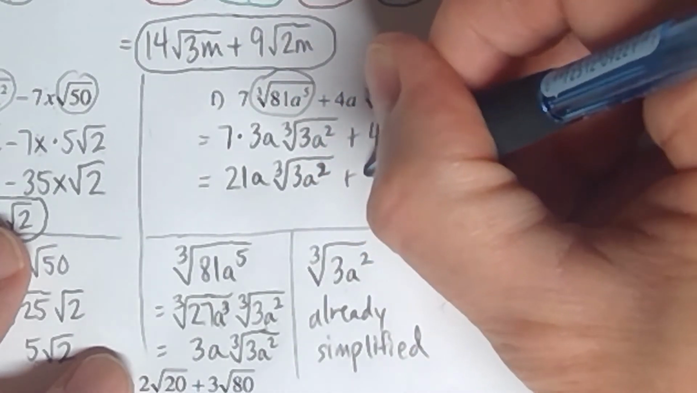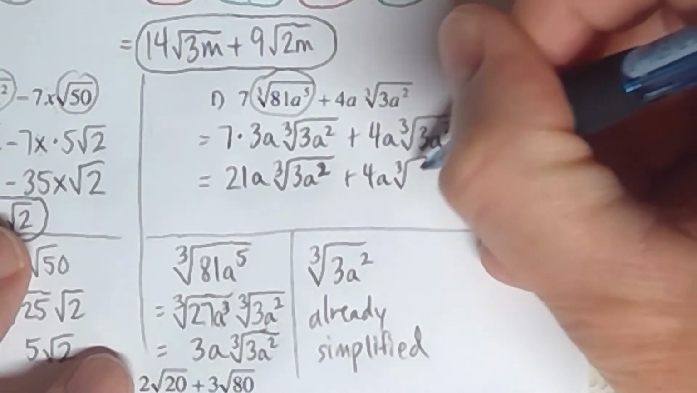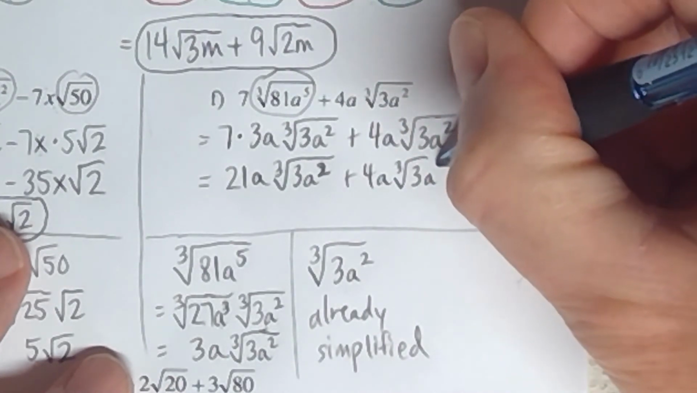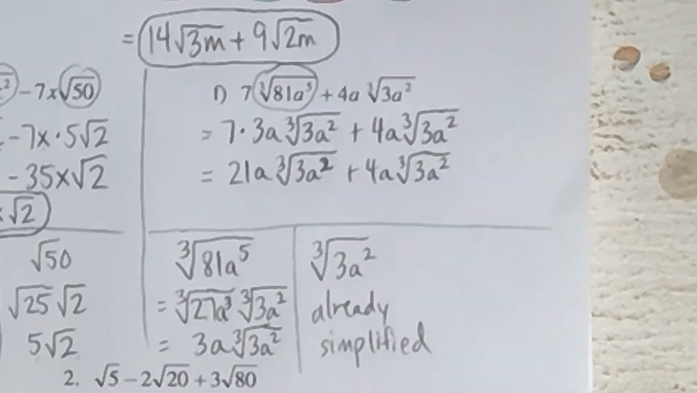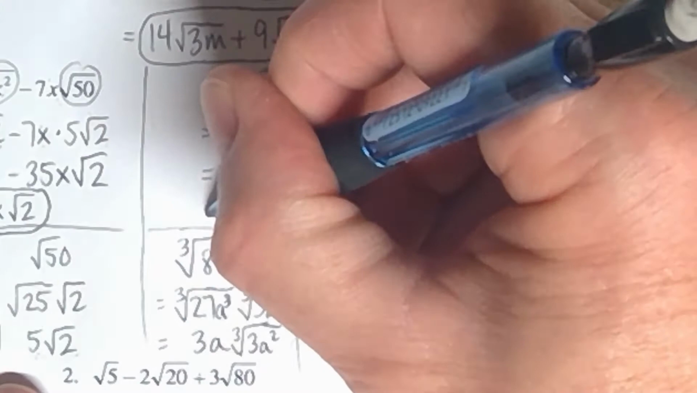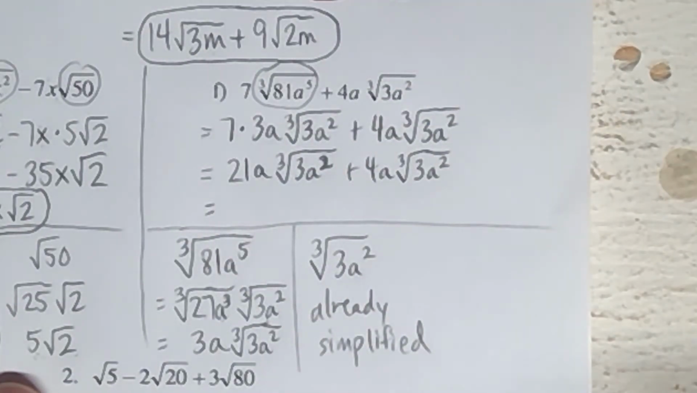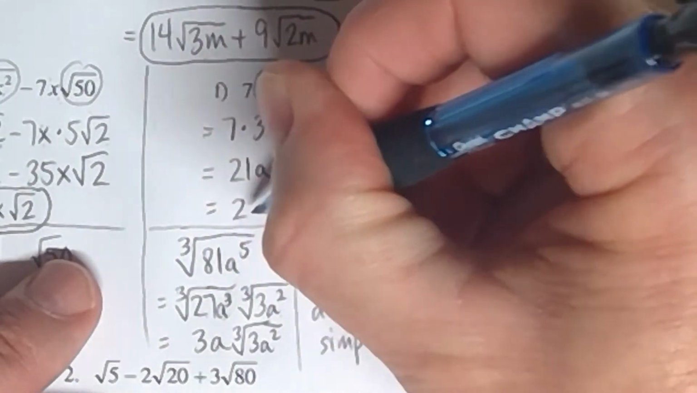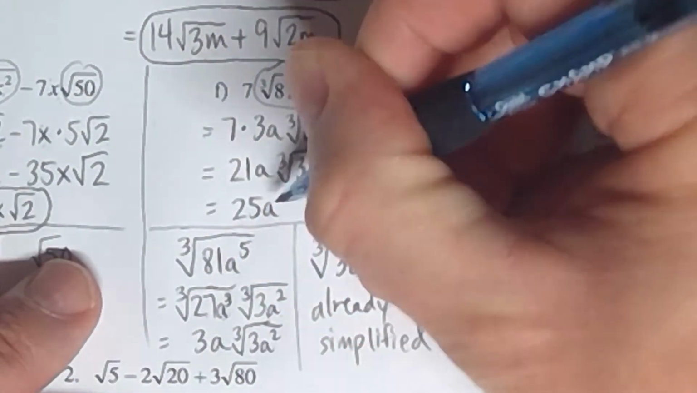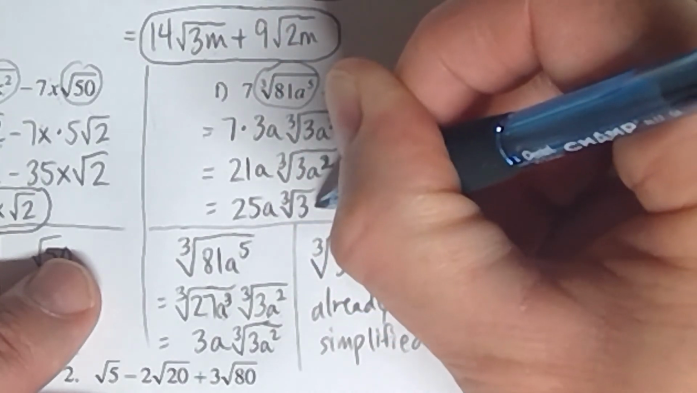Okay, and so now the radicals are the same, but we also have a single term in front of each radical, so we know exactly what to combine. We have to combine 21a and 4a. What do we get? 25a. 21a plus 4a is equal to 25a.